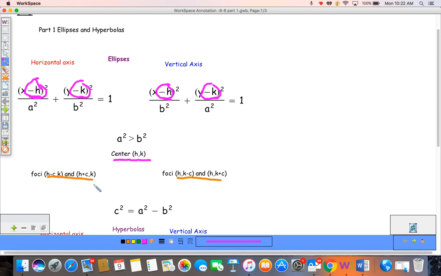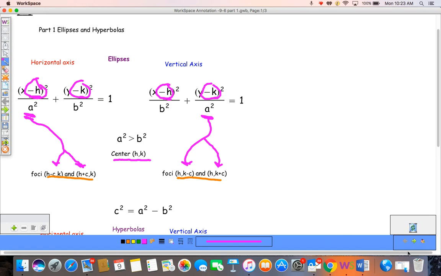And then really your c, it's going to depend on which one of these is bigger. If your x is bigger, this a squared's bigger, you're going to take that c and add it to and subtract it from the x coordinate. If your y squared is bigger, that a squared's bigger, then you're going to take that c and add and subtract it to your y coordinate.